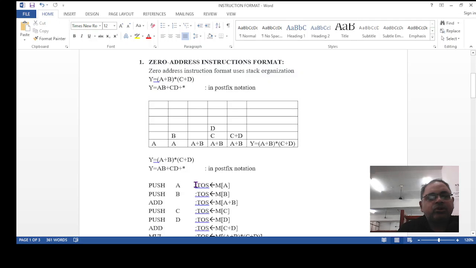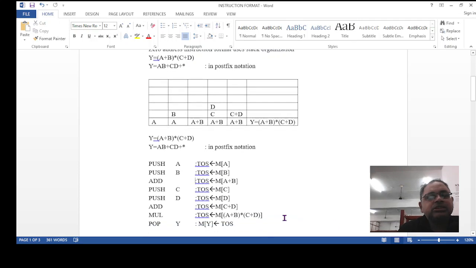Now we have to operate this representation in zero address instruction format. For this, first we will push A, so the top of the stack will become A. Here you can see what MA is. MA represents the memory address where the data A is stored.